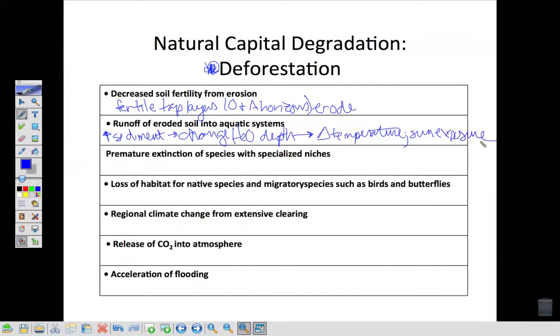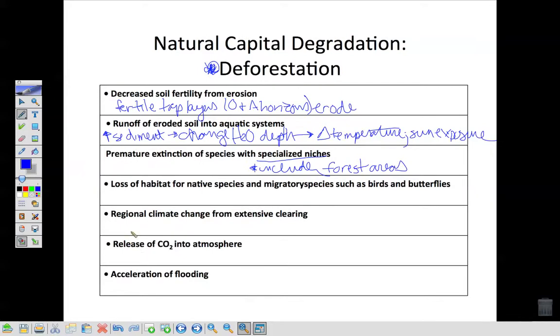Okay, etc. Premature extinction of species with specialized niches, right? And so these are mostly species whose specialized niches include forest areas. Next, also habitat, migratory, right, nothing else to say about that.